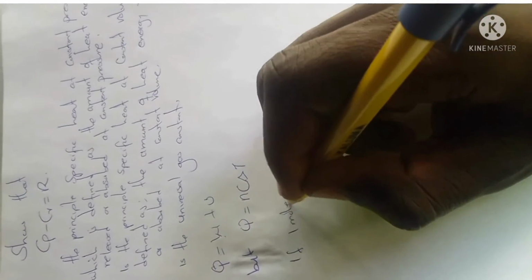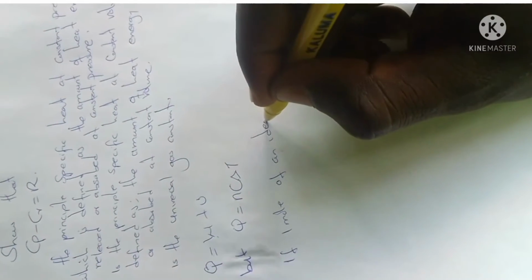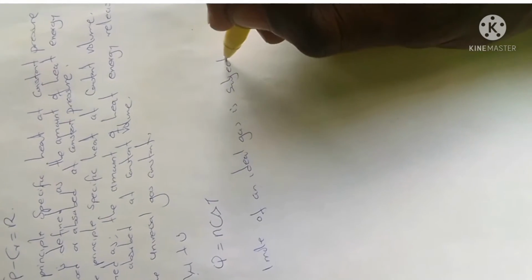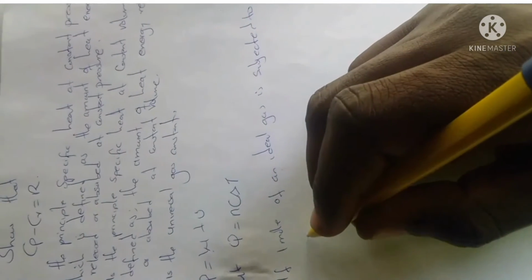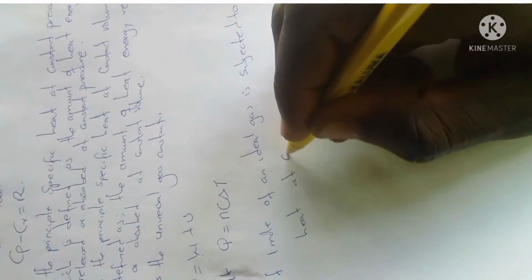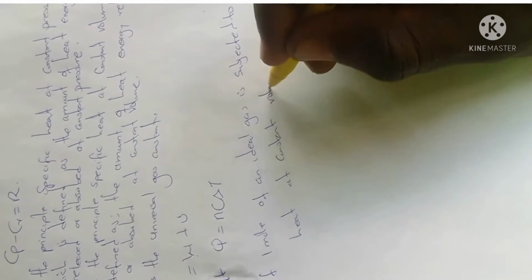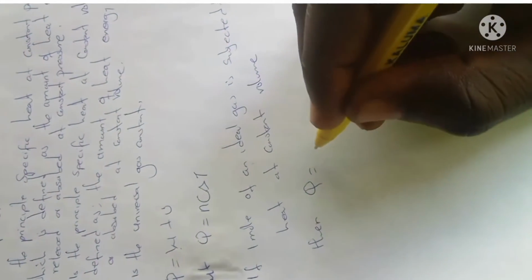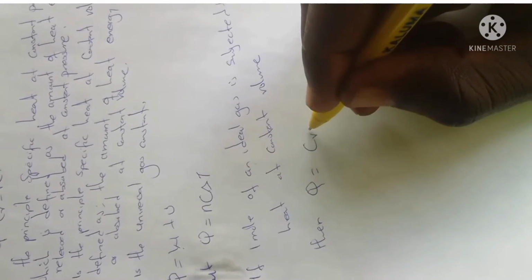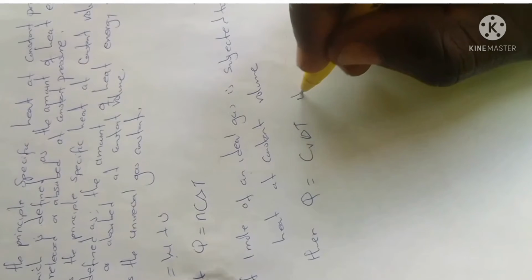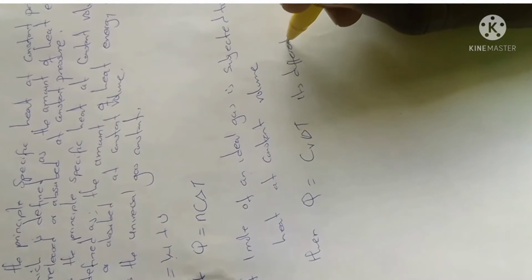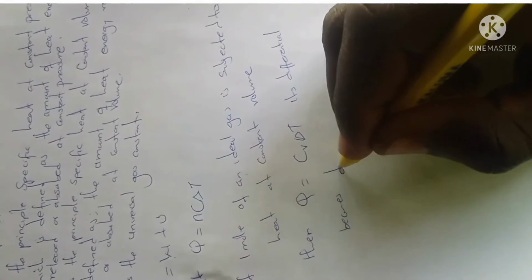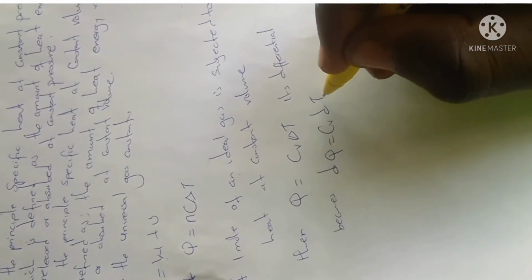Have the first condition that if 1 mole of an ideal gas is subjected to heat at constant volume, then the quantity of heat will be equal to the specific heat capacity at constant volume times the change in temperature, that is Cv times the change in temperature, and its differential becomes dq equal to Cv dt.